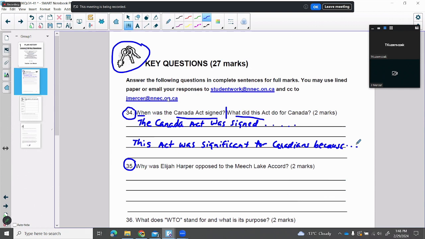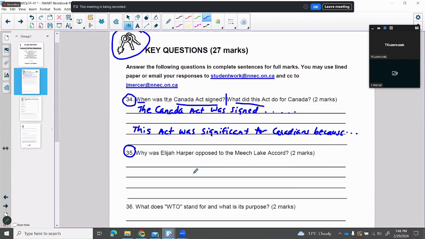Okay, the last question. Why was Elijah Harper opposed to the Meech Lake Accord? Tell me why he didn't want it. Elijah Harper opposed, or why didn't he agree with the accord. And again, provide your reason.